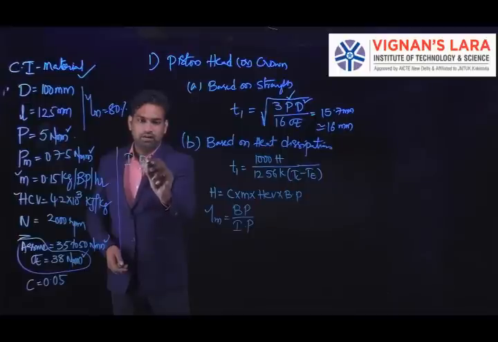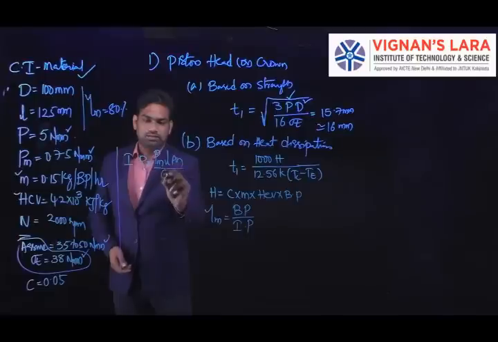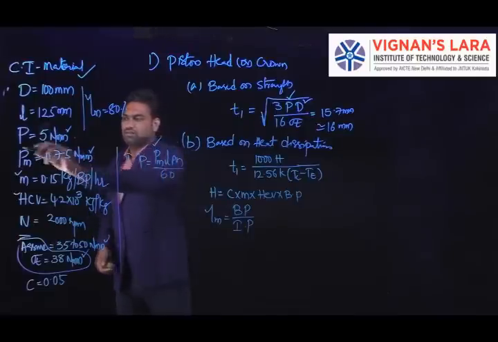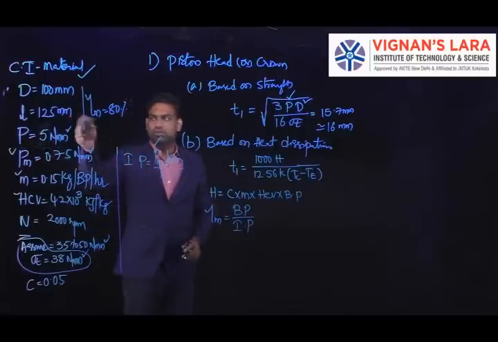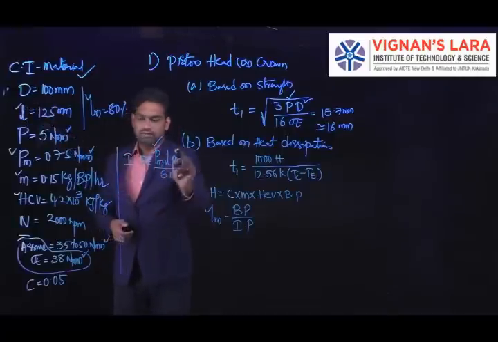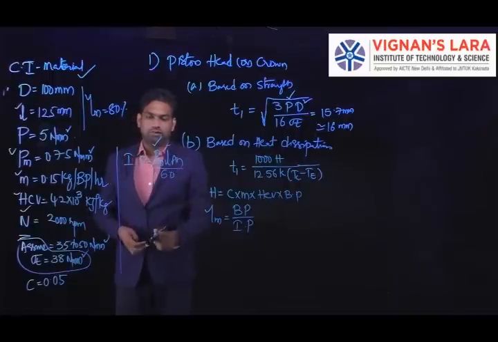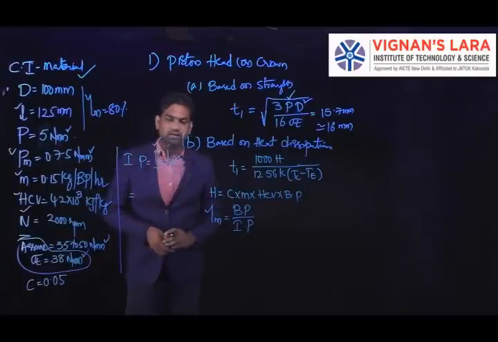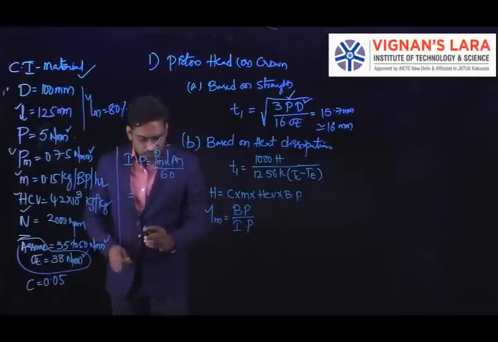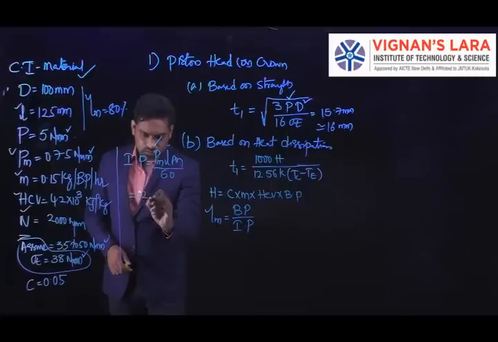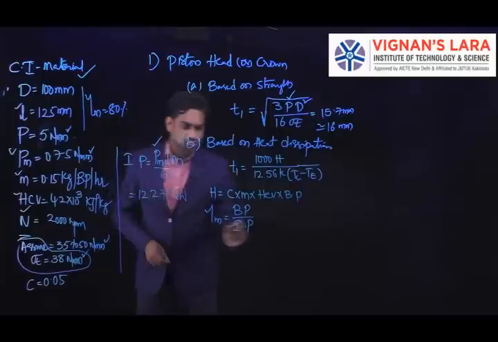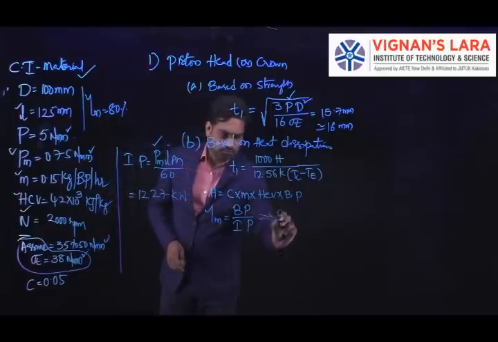So indicated power is given by IP equal to PM LAn by 60. Mean effective pressure is given, that is PM. L is the stroke length, which is also given, and n is taken as N by 2. And then the area A is pi by 4 d square. The bore diameter is known. So from this equation I can calculate the indicated power. IP is given by 12.27 kilowatts.